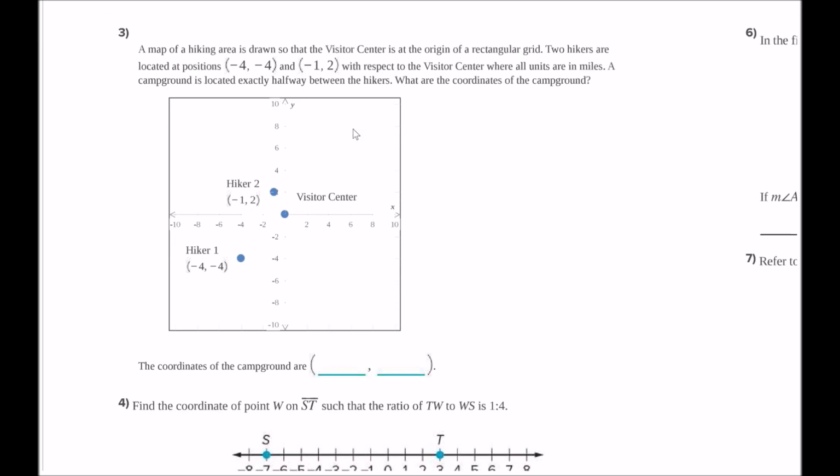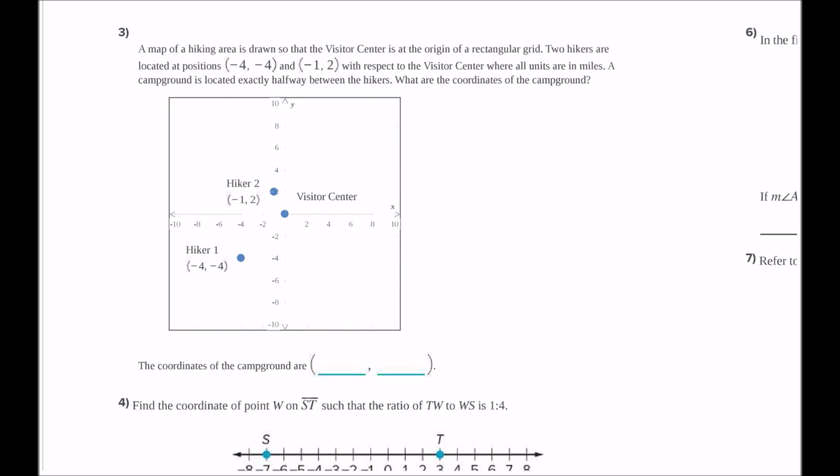Number 3, it says a map of a hiking area is drawn so that the visitor center is at the origin of a rectangular grid. Two hikers are located at positions (-4, -4) and (-1, 2) with respect to the visitor center, where all units are in miles. A campground is located exactly halfway between the hikers. What are the coordinates of the campground?